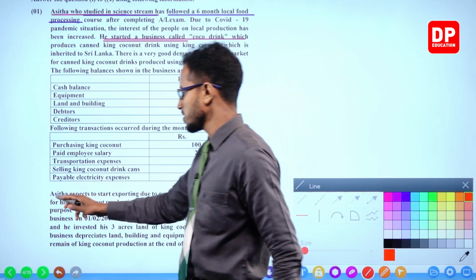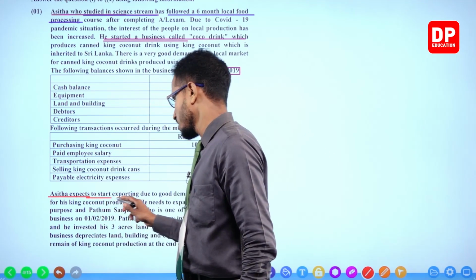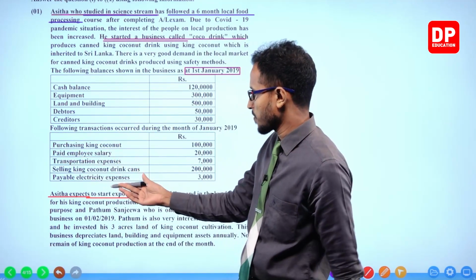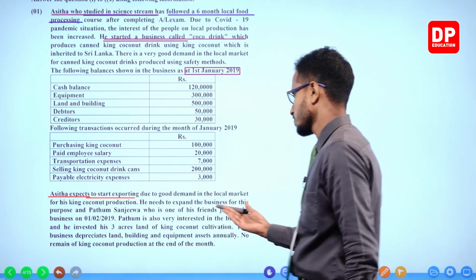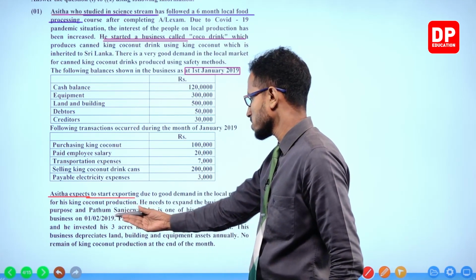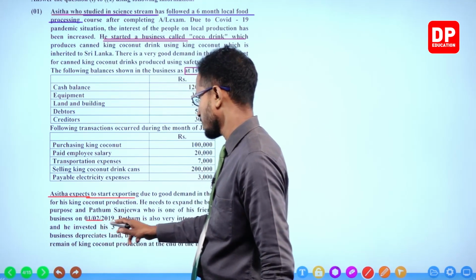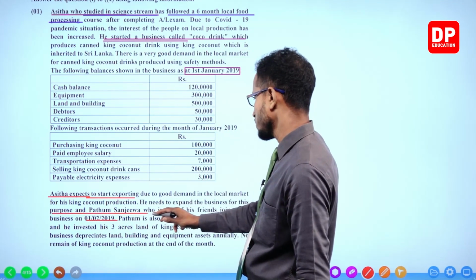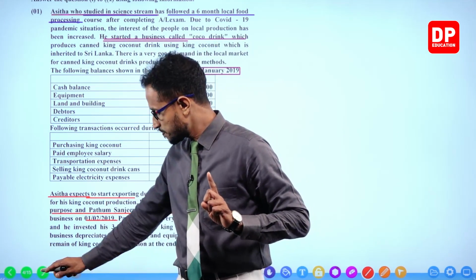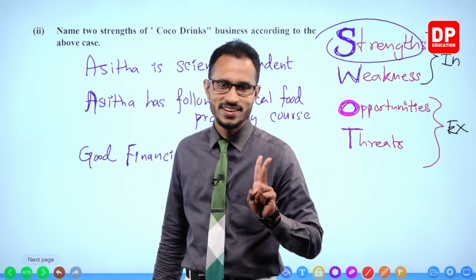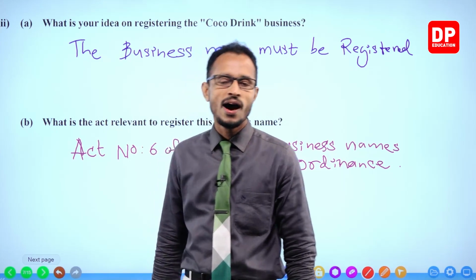When talking about management functions, this is a planning activity. See, expects. It's planning to start exporting. Then he needs to expand the business. For that, Pathum Sanjeeva joined the business on 1st February. Then the one-man show becomes a couple show, which means it's a partnership.